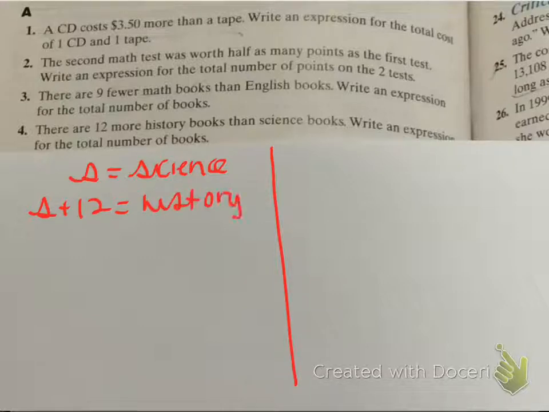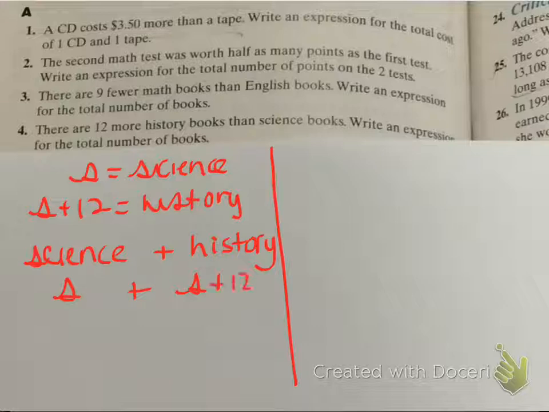So they said write an expression for the total number of books. We're doing science plus history gives me my expression. So for science, we're doing S. For history, we do S plus 12. If I simplify that, I get 2S plus 12. Questions?